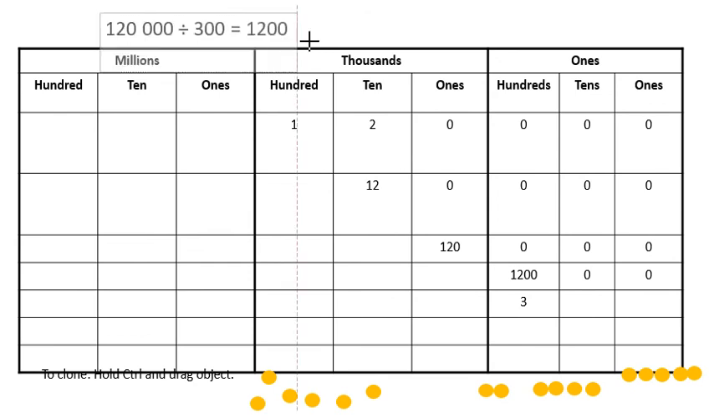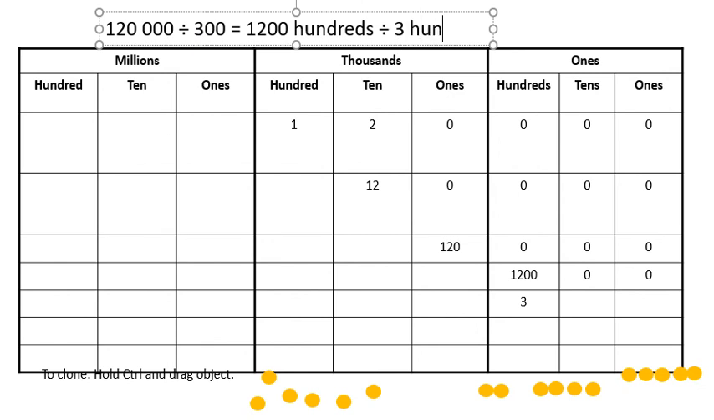1,200 hundreds divided by 3 hundreds. So now this question becomes 1,200 divided by 3. So if you use your 12 divided by 3, that's 4, and then add two zeros, the answer is 400.